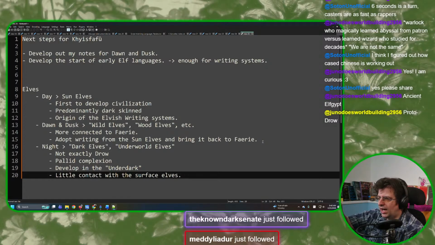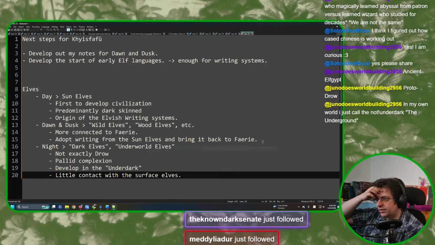There are reasons why day and night elves left. Their ancestors left fairy to escape something that I will get to in the future. Dawn and dusk are more like incidental migrations out into the prime material plane, mixing with humans and things like that.